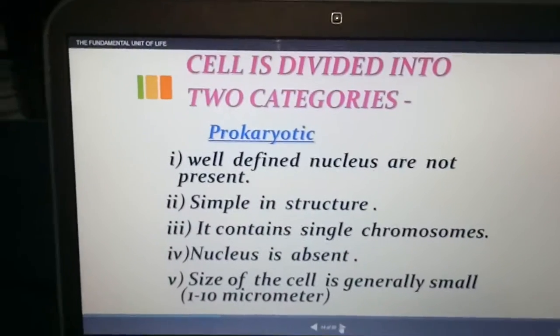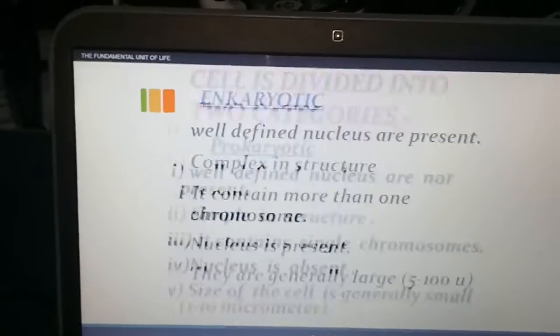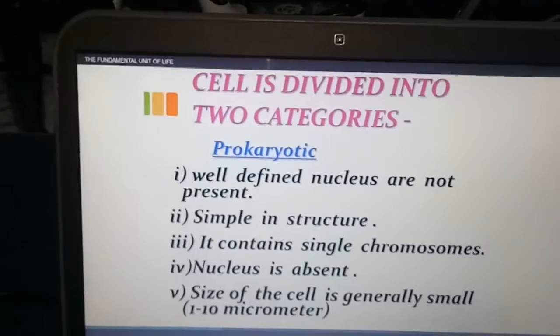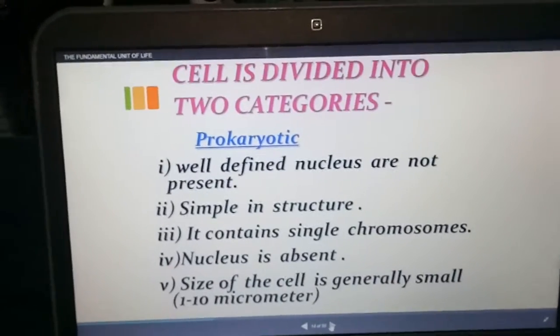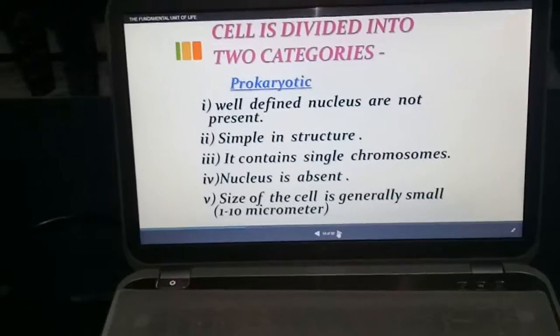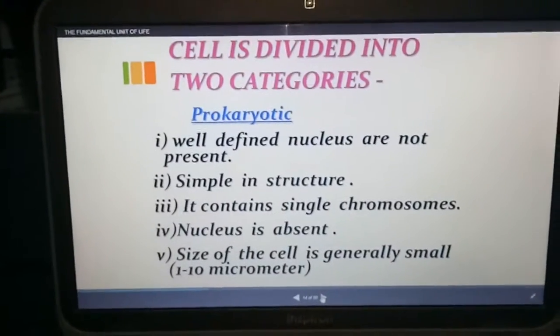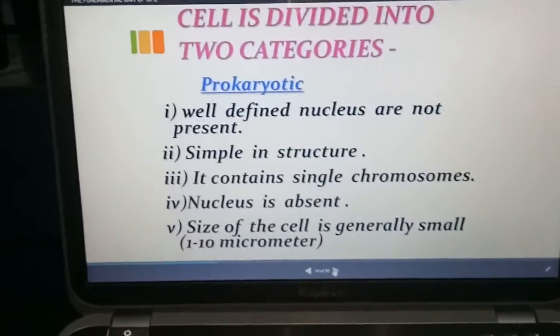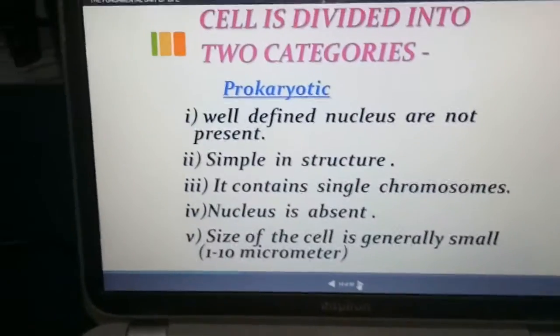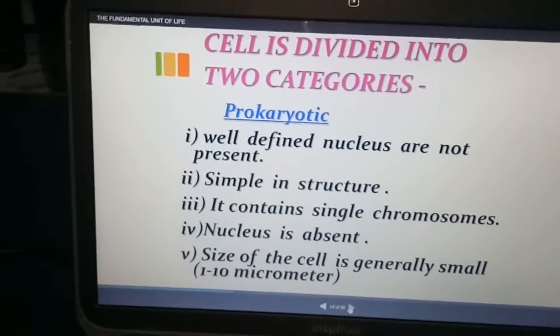Now, cells are of two types, prokaryotic and eukaryotic. Prokaryotic means primitive nucleus, or the nucleus is absent. It does not have a well-defined nucleus. It has a simple structure and a single chromosome. The size of the cell is 1 to 10 micrometers.